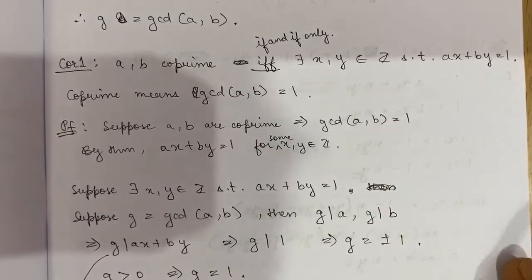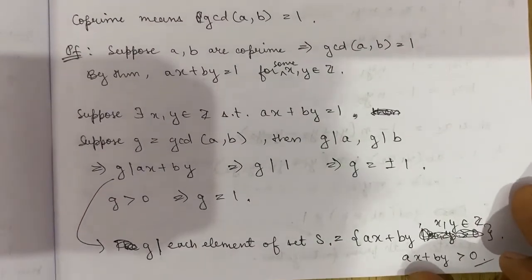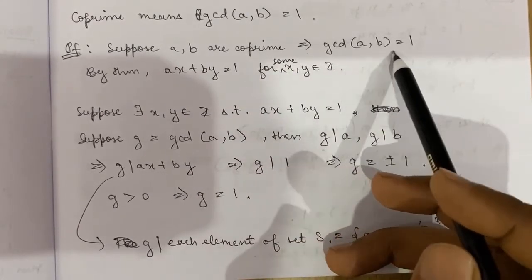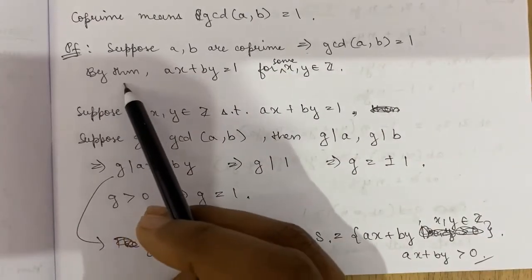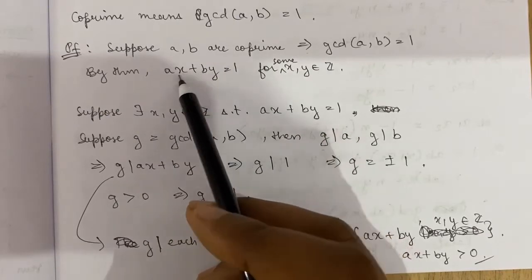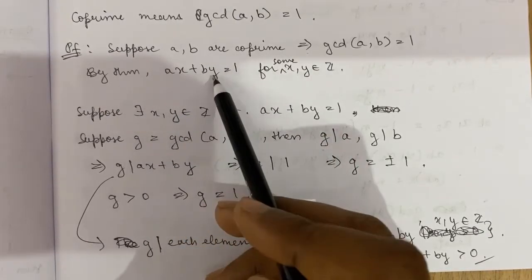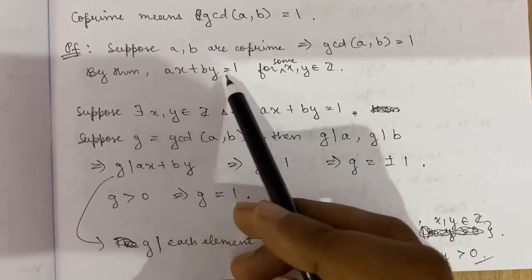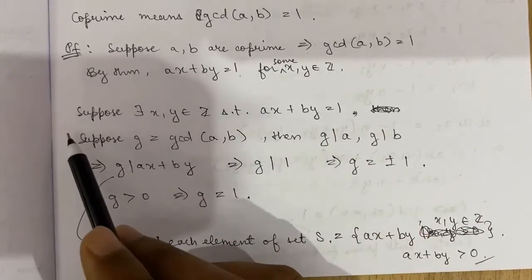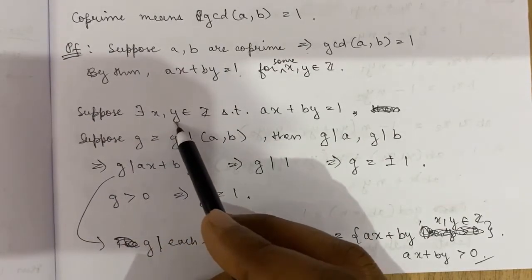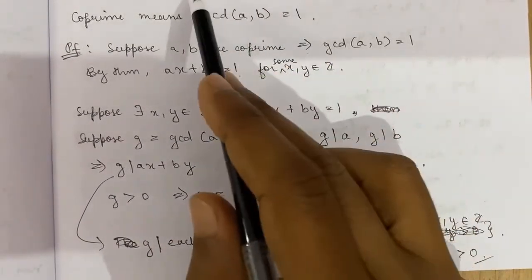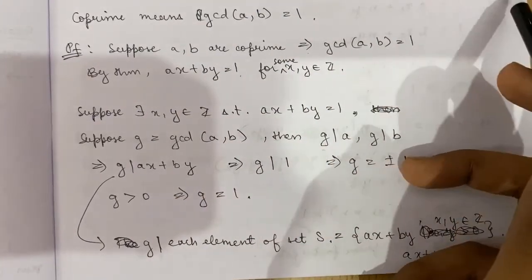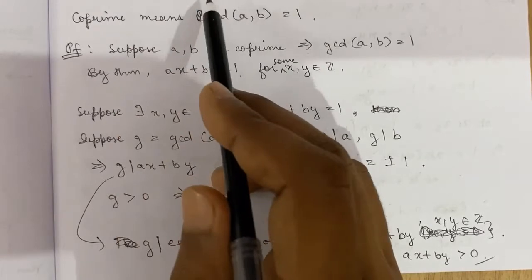So suppose A and B are coprime, which means GCD of A, B is 1. Then by the theorem, since GCD could be written as a linear combination of integers, there exist integers x and y such that ax plus by equal to 1. So this part of the proof is complete. Coprime implies this. Now we assume this and we try to deduce the coprime property.